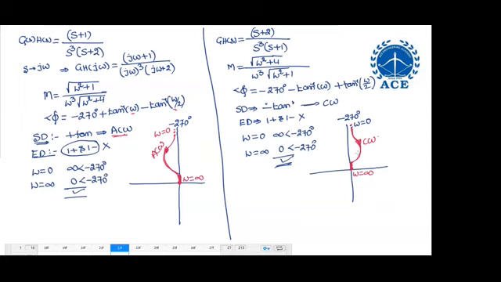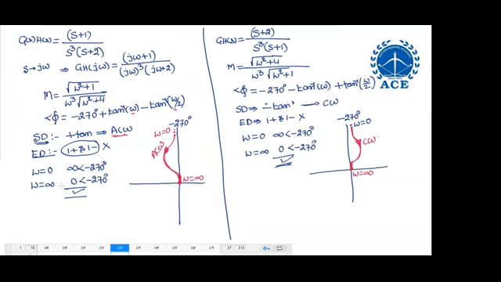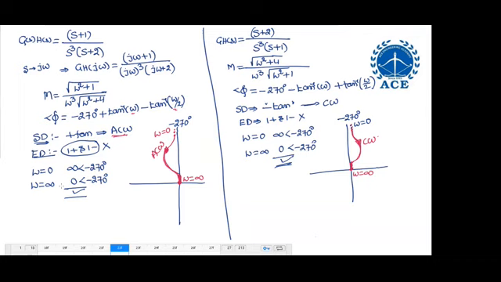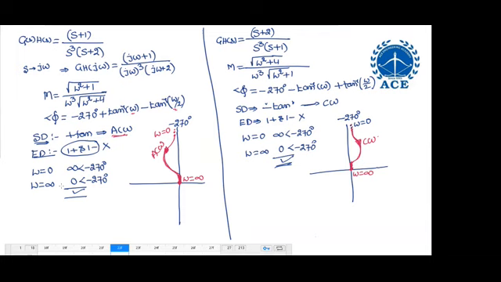Sir, last page only, sir. Ending point, how are we taking, sir? Ending point means what? Omega infinity. Yes, sir. Omega infinity, what is the magnitude? You substitute here omega infinity. 1 by infinity means how much? 0. That's all.